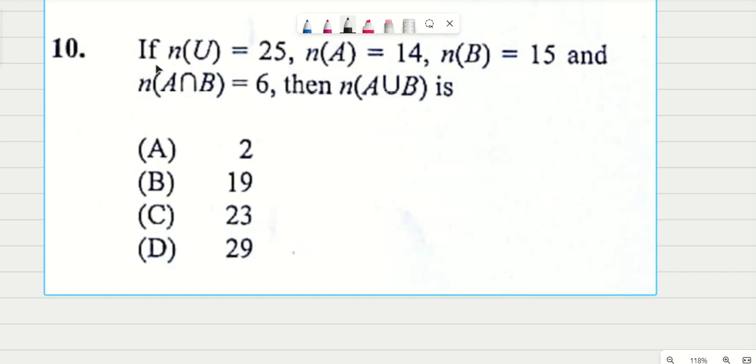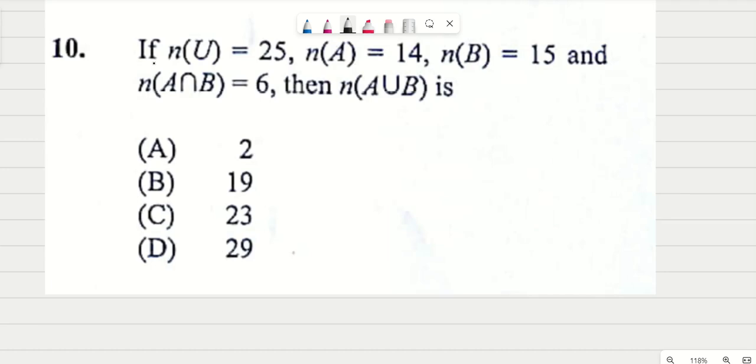This one, number 10, if you look at this here, there's a formula for you to remember, right?